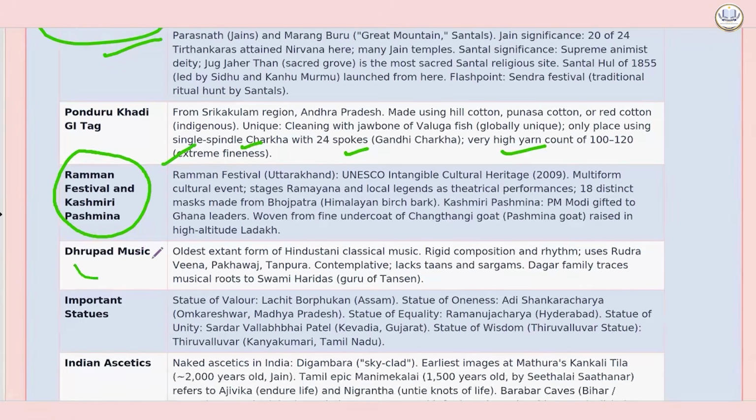We have Dhrupad music, the oldest extant form of Hindustani classical music, with rigid composition and rhythm. It uses the Rudra Veena, Pakhawaj and Tanpura, with contemplative lyrics and sargams. The Dagar family traces its musical roots to Swami Haridas, guru of Tansen.